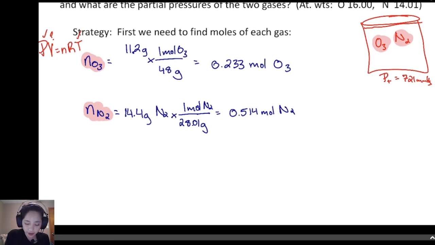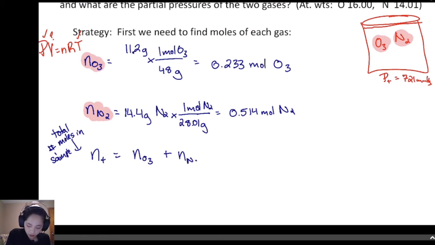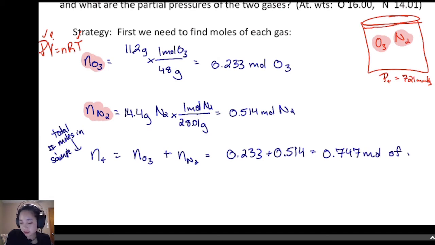So we can calculate the total number of moles in the sample. The total number of moles in the sample is just equal to the n of our two components. So you just add up our moles of ozone and moles of nitrogen, which is 0.233 plus 0.514. So our total number of moles is 0.747 moles of gas present in this sample.